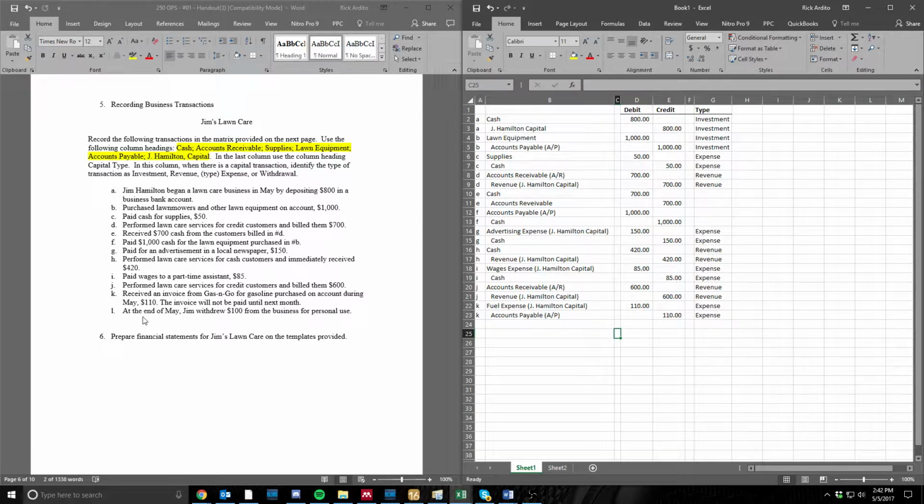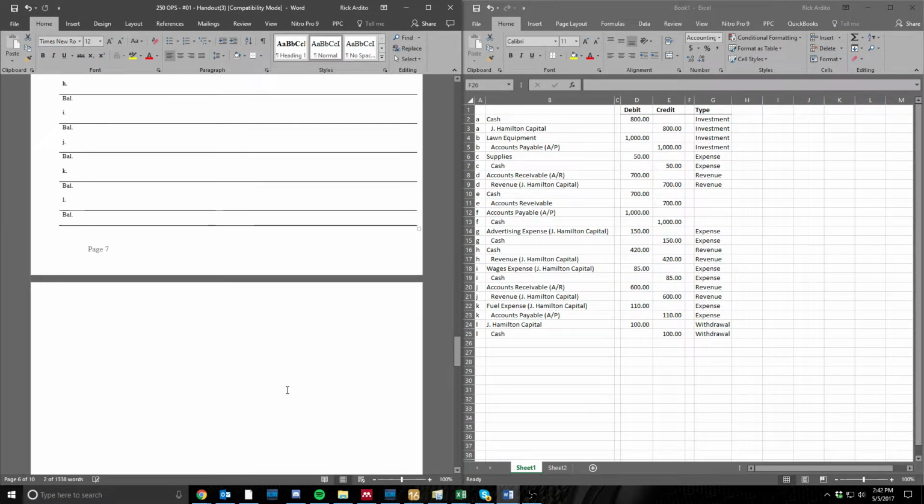Finally, L, at the end of May, Jim withdrew $100 from the business for personal use. So the business or capital account, J. Hamilton Capital, is being reduced by $100, and the cash account is being reduced by $100. To reduce capital, we need a left entry, and to reduce cash, we need a right entry. And this is a withdrawal. So there we go. We've booked all of these entries.